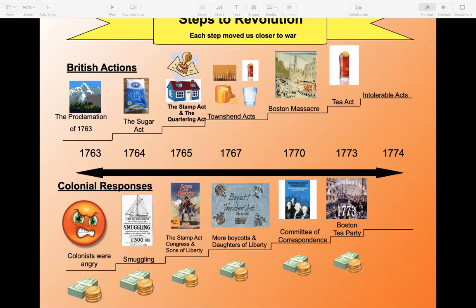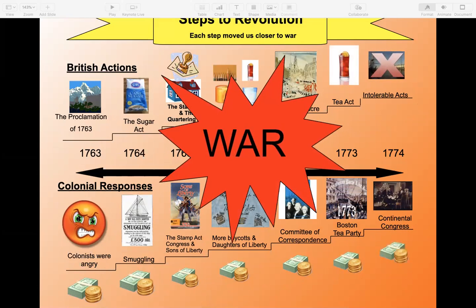So yeah, here's some of the new stuff now. You got the Tea Act, the Boston Tea Party, the Intolerable Acts, and Continental Congress. And then the war erupts.